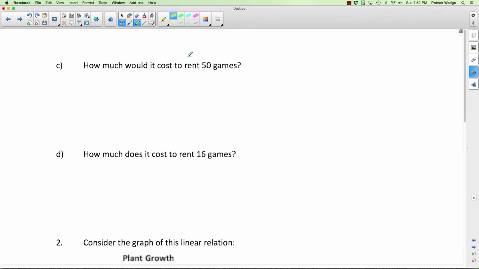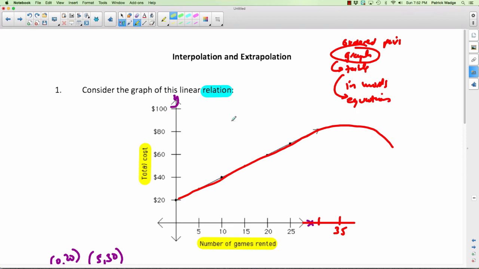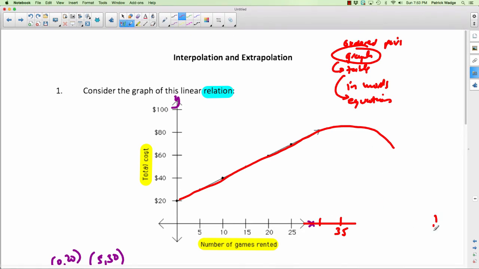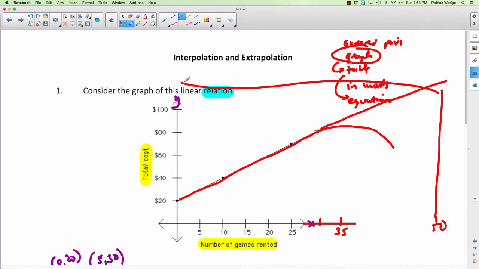How much would it cost to rent 50 games? Well, if you look, 50 is well beyond the points we knew. So this is extrapolation, isn't it? It's beyond 25, so it's extrapolation. So I could put my graph going all the way up to 50. It's going to be way out here somewhere, and I could draw a straight line and then estimate from that. You know, it's a bit of a mess. This is why extrapolation can be a real hassle.